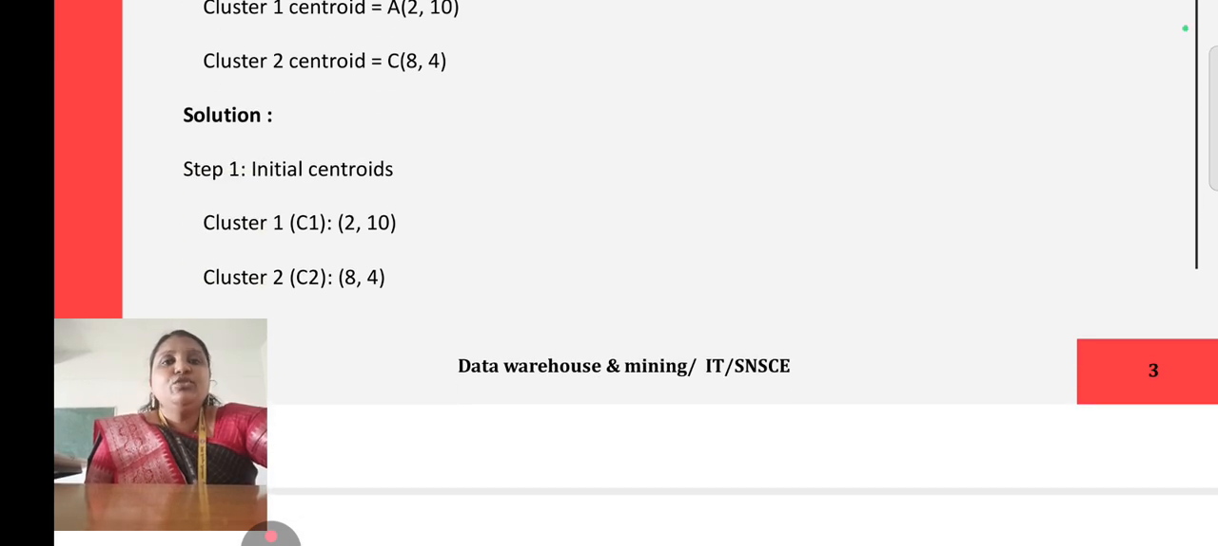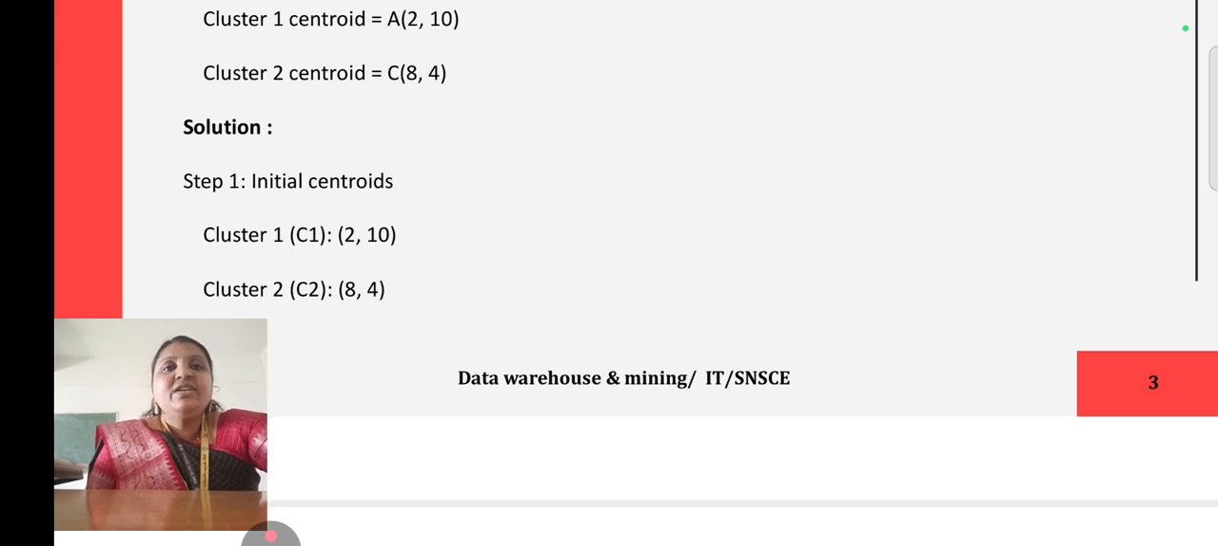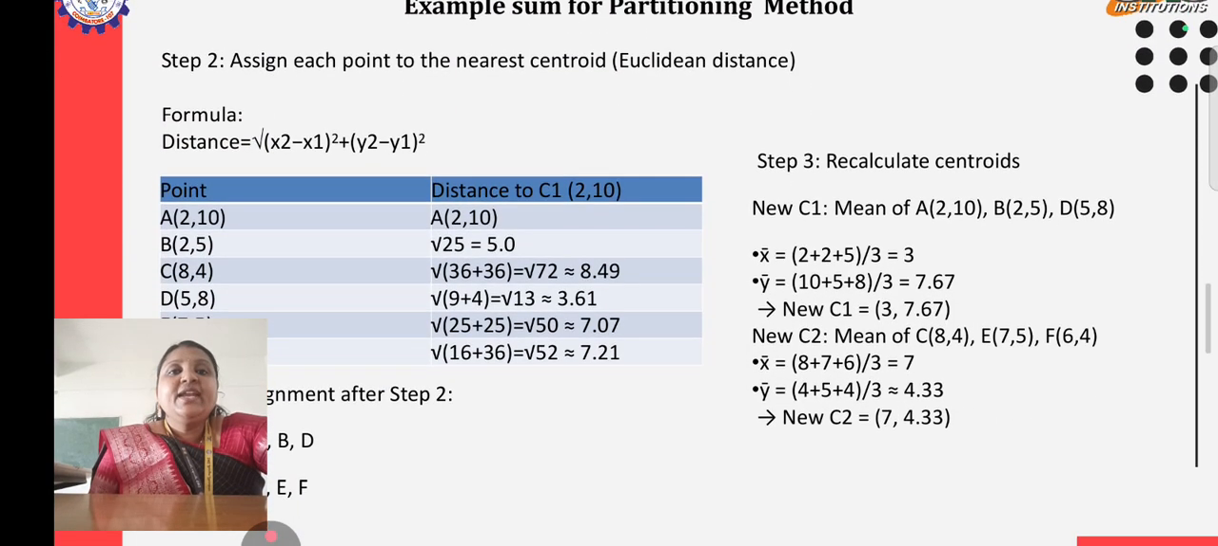Now see the solution. The initial centroids given in the question give us cluster 1 and cluster 2, that is C1 and C2. C1 is A and C2 is C. A has the data point 2, 10 and C2 has the data point 8, 4. Step 2 is assigning each point to the nearest centroid.